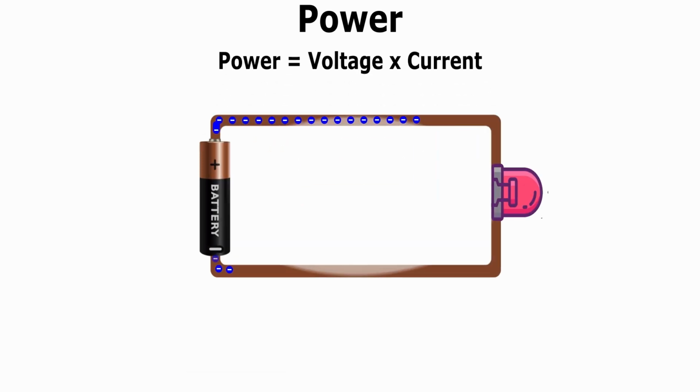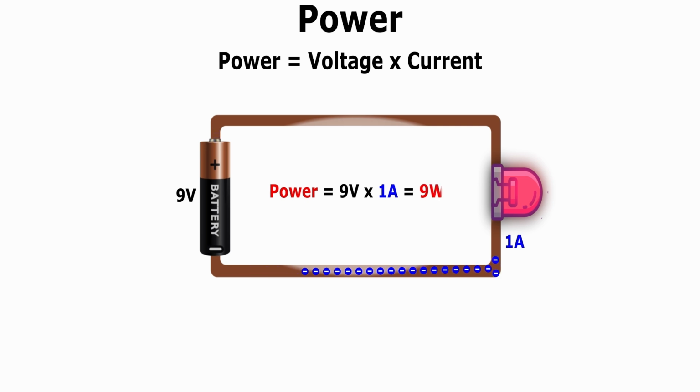Let's take the same circuit from the previous video where we have a 9-volt battery and a lamp connected across the circuit. If we assume 1 ampere of current is flowing across the circuit to light up this particular lamp, then the power consumed by the lamp and the circuit as a whole is nothing but 9 volt into 1 ampere, which is 9 watt. So 9 watt is the power consumed by the circuit.